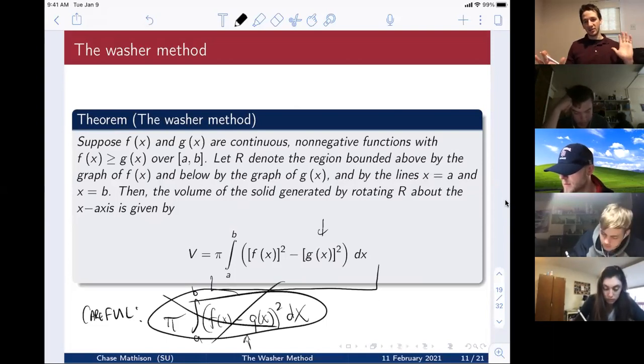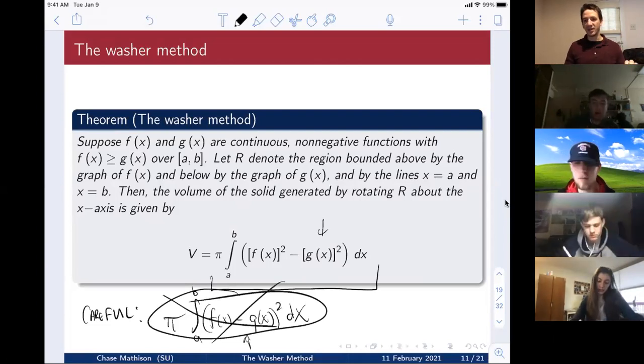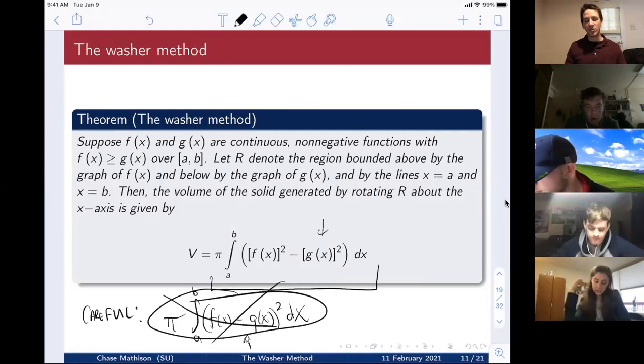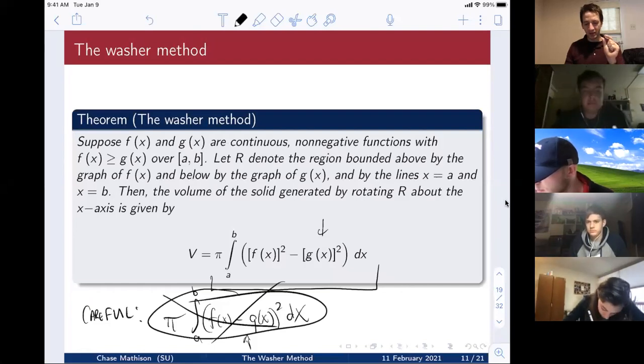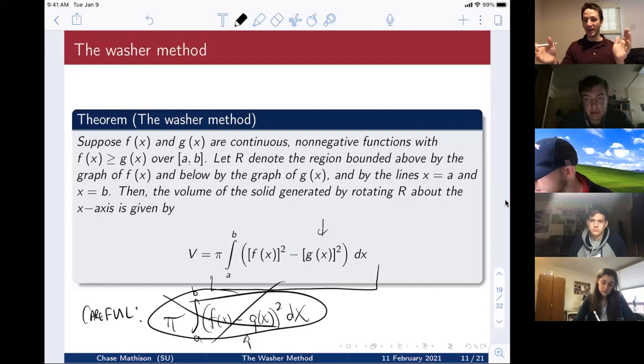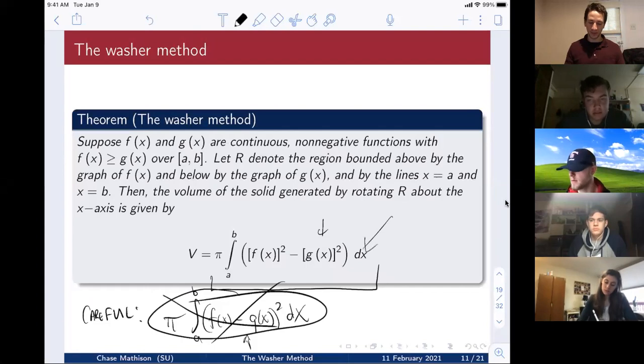And so some people prefer to memorize formulas and apply them. I really think doing a quick sketch of what's happening and drawing a little sliver and seeing what happens with that sliver adds maybe 10 seconds to the problem, but it makes it so much more clear what you need to integrate. And so it might annoy some people, but I'm always going to draw a little sliver and see what happens instead of just jumping to this integral. Okay, so that's the washer method.